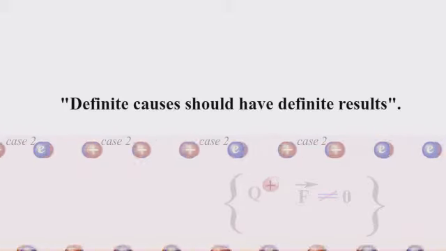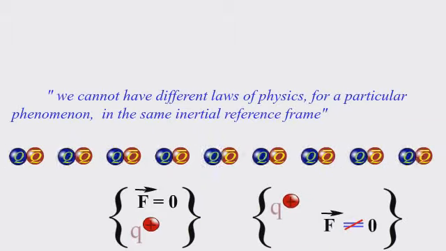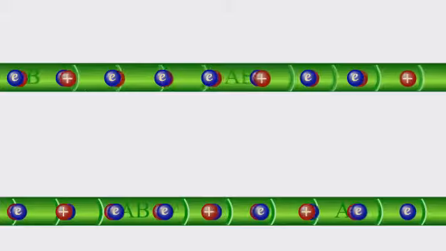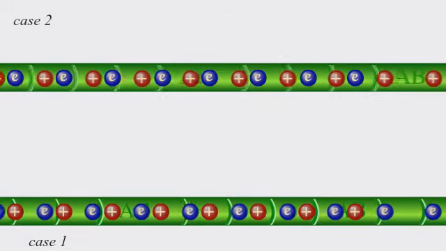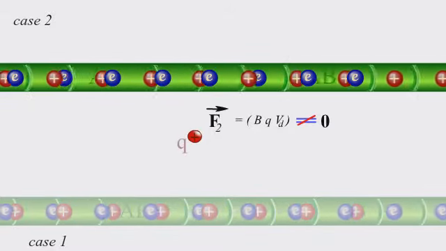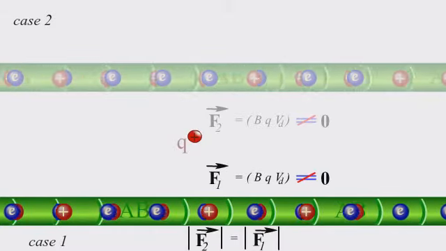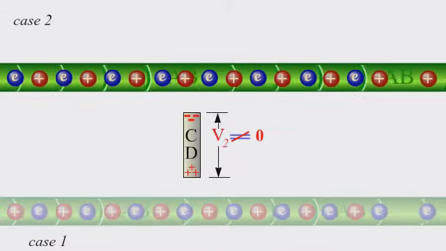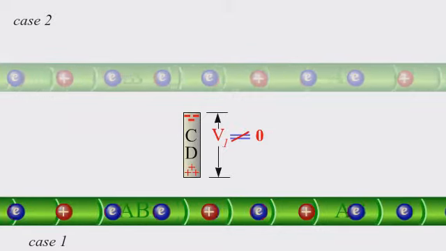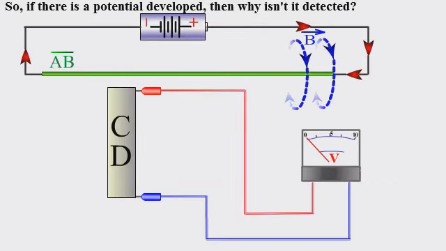If one is to believe that definite causes should have definite results, and that we cannot have different laws of physics for a particular phenomenon in the same inertial reference frame, then it can be seen that case 1 and 2 are indeed similar. And therefore, since there is a force F equals BQV which acts on Q in case 2, a similar force should act on Q in case 1 also. Similarly, since there is a potential in case 2, there has to be a potential in case 1. So, if there is a potential developed in case 1, then why can't we measure that?